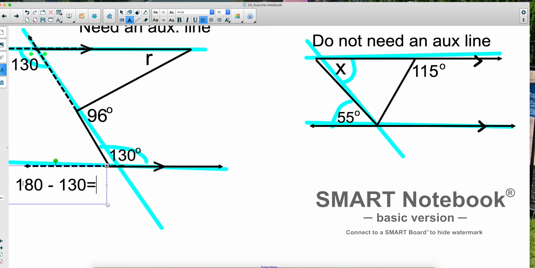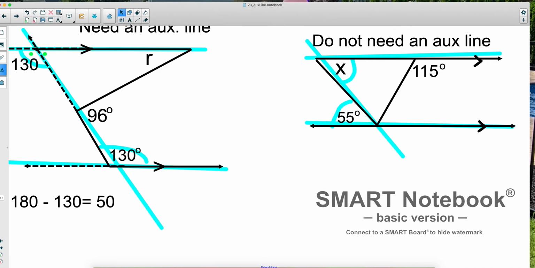And I get 50. So now I know that this angle, just put a little arrow so we know where we got this from. This angle right here is now going to be 50 because that's our linear pair. Okay, and then I actually have another linear pair here and here. I have to get to R, so I need to figure out this angle right here next to the 96.